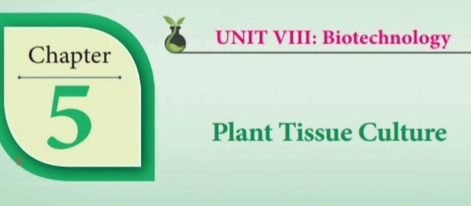Then we have seen culture conditions: pH, temperature, humidity and aeration. Then induction of callus. Then what is embryogenesis or embryos. Then hardening. Up to this only we have seen in the previous video class. Now we are going to continue with the next topic, that is types of plant tissue culture.